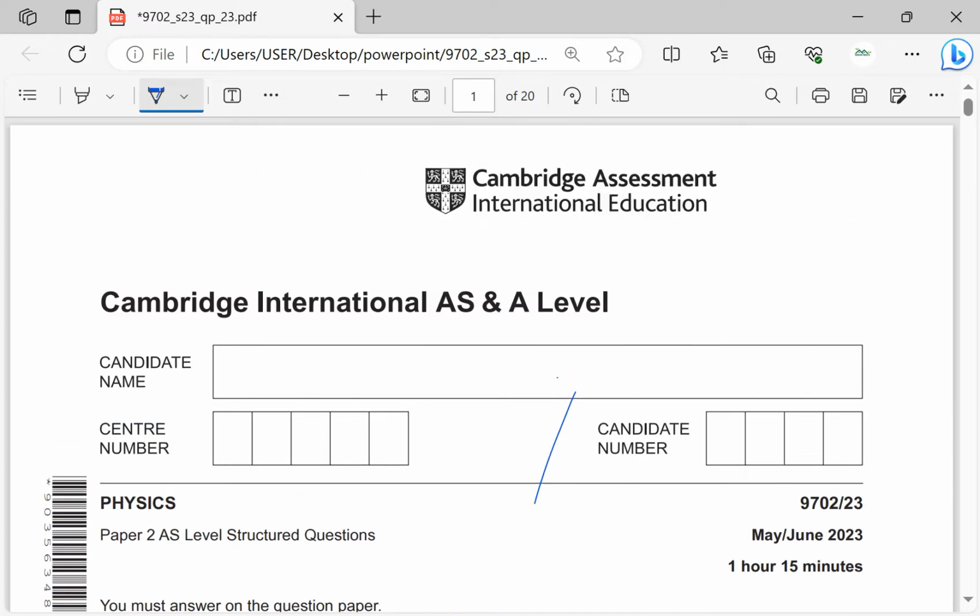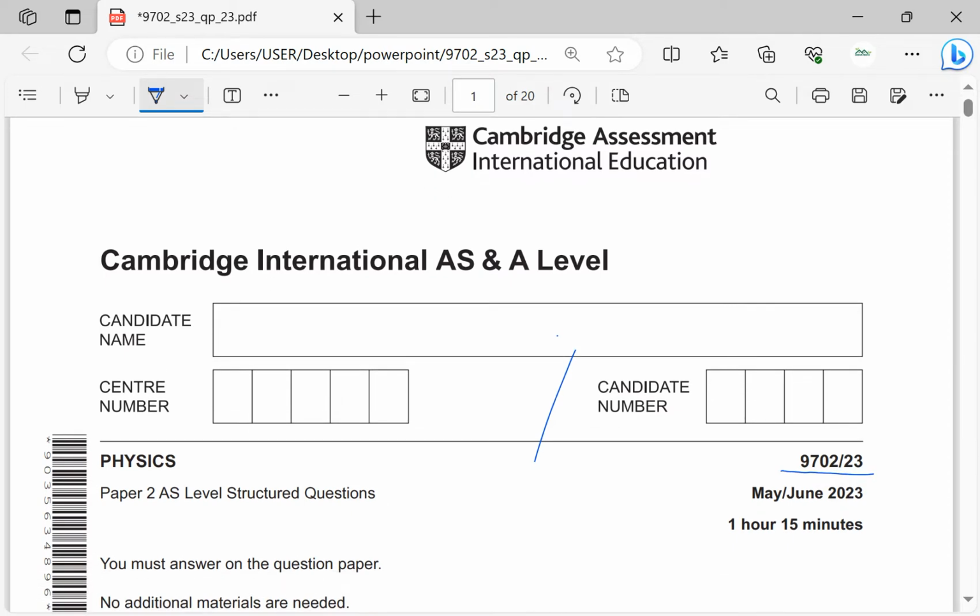So this is 970223, May-June 2023. The paper is 1 hour and 15 minutes.